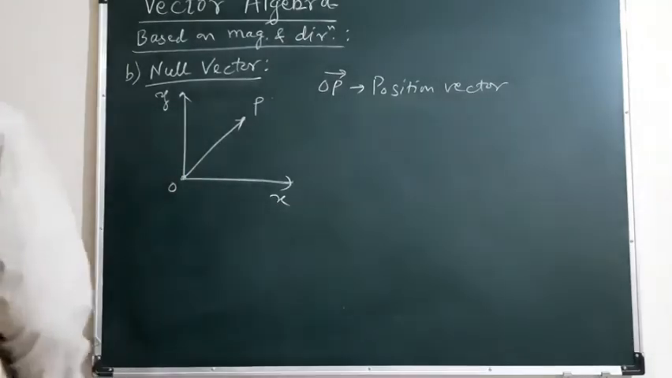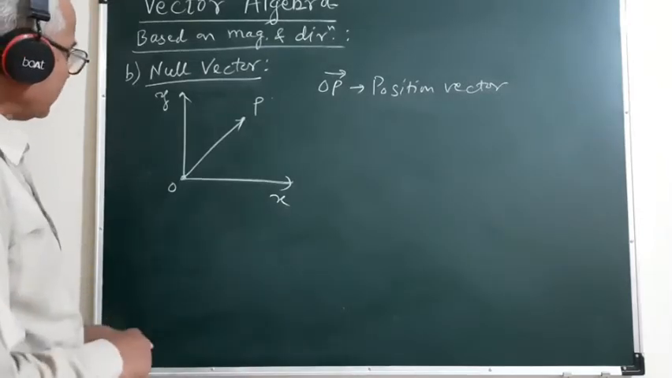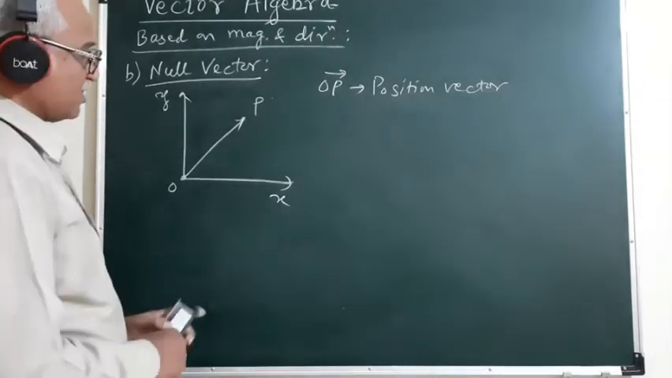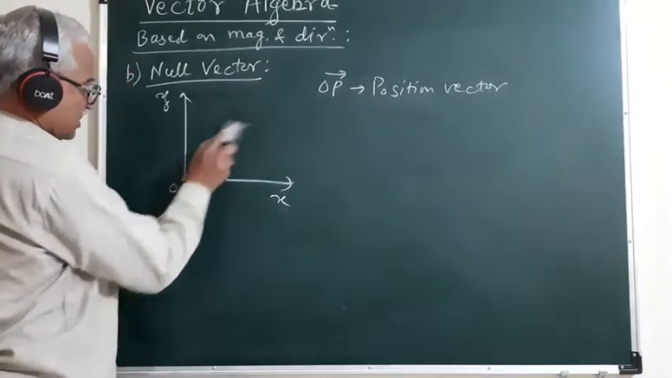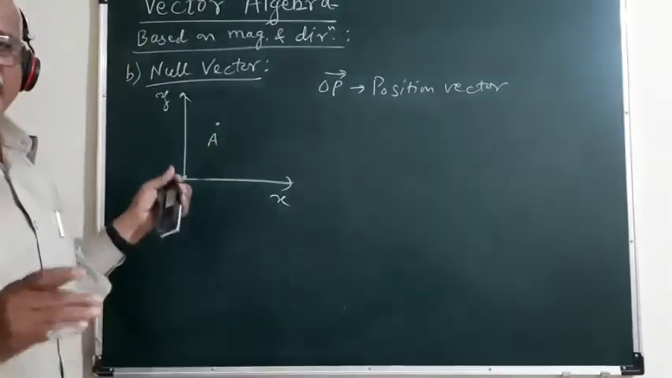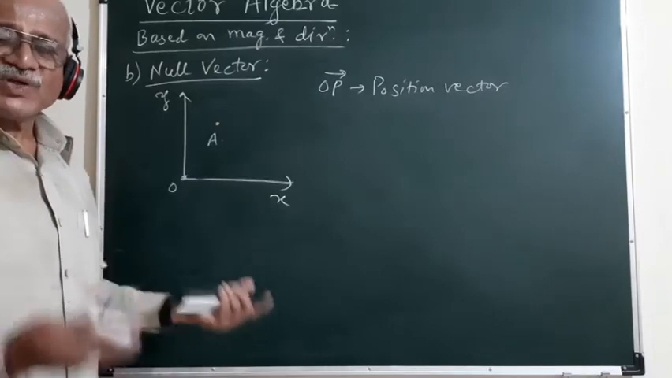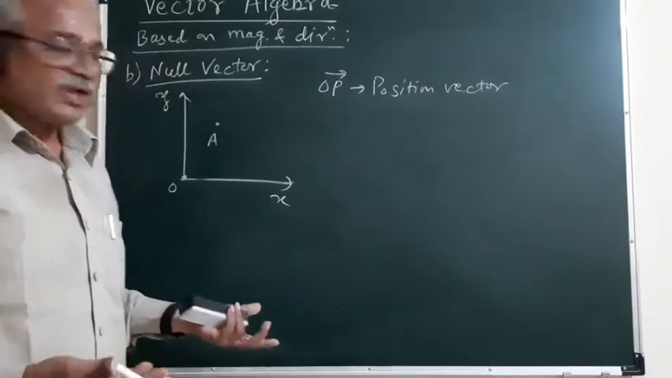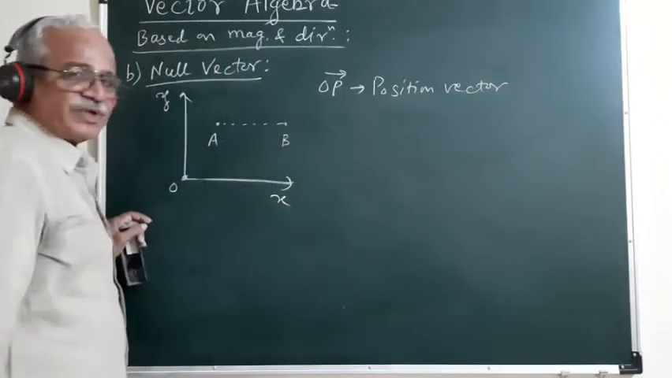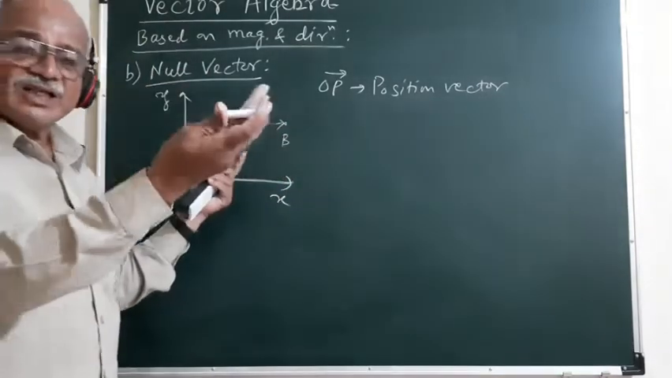The second example of the null vector or zero vector is the displacement vector of a particle which is at rest. Suppose we have a particle in this xy plane situated at this point A, and this particle is at rest. Can it be possible for us to represent its displacement vector? In case this particle would have displaced from the position A to the position B, then we could have represented its displacement vector AB bar during a certain time interval.